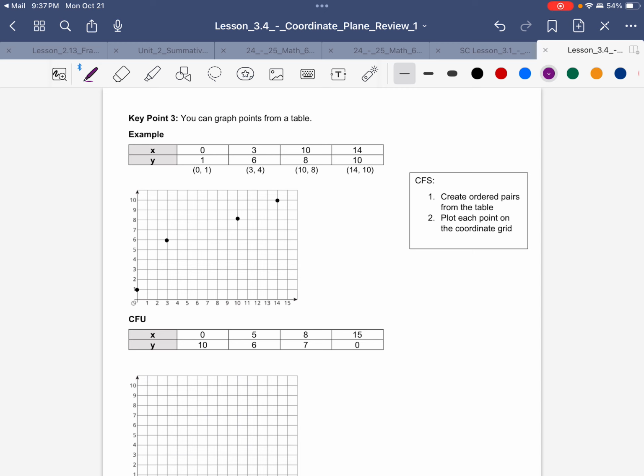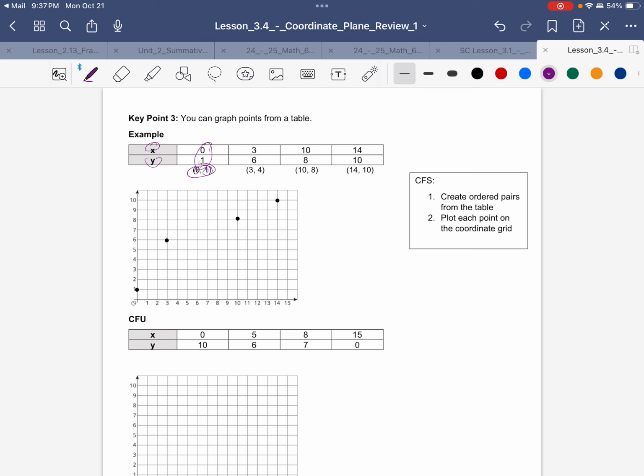When you have a table like this, you will have some tables. We saw a little bit of this when we started working with ratios. You will have some tables, and you would create those ordered pairs from the points or the data information on the table. So you create those ordered pairs from the table, and then you plot each point. So if you look at the table here, they had 0 and 1, and they made that into the coordinate pair 0, 1. Notice that the X, 0 is first, and the Y, 1 is second. Okay?